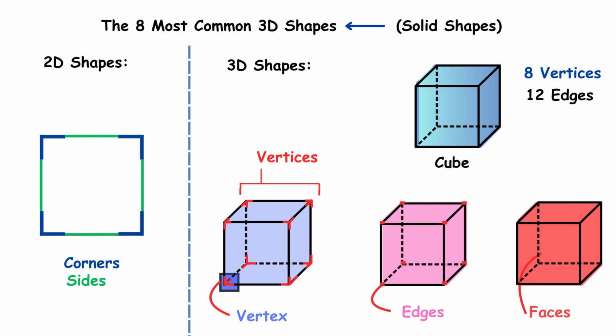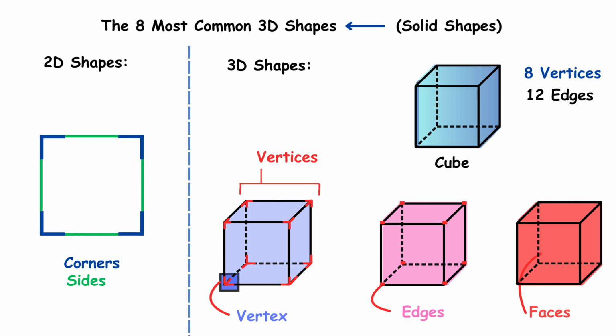If you think back to two-dimensional shapes, such as a square, you might remember that they have corners and sides, but when it comes to three-dimensional shapes like a cube, the way we describe their features is slightly different. Instead of calling them corners, we refer to them as vertices. And if we are talking about just one of them, we use the word vertex.